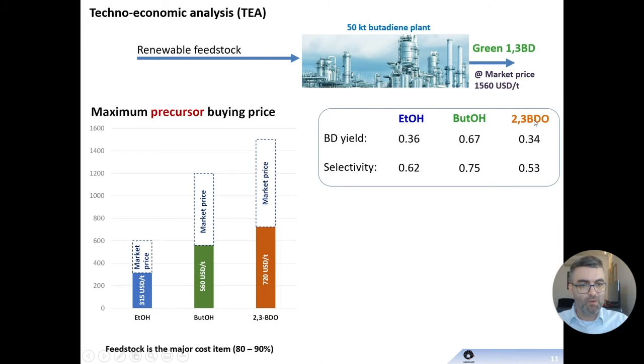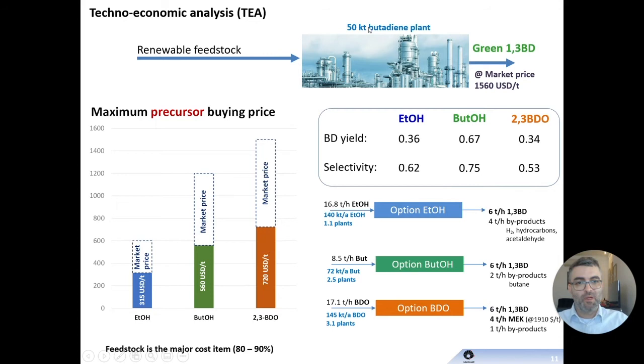And for that output of butadiene, we would need 1.1 plants of first generation ethanol processing 4 million tons of sugarcane per year, producing ethanol and sugar. In the case of butanol, we would need 2.5 plants, and in the case of BDO, we would need 3.1 plants. It's interesting to note that in the case of this route, we also have the production of MEK that is sold at about $1,900 a ton. That is a very interesting co-product for this route.